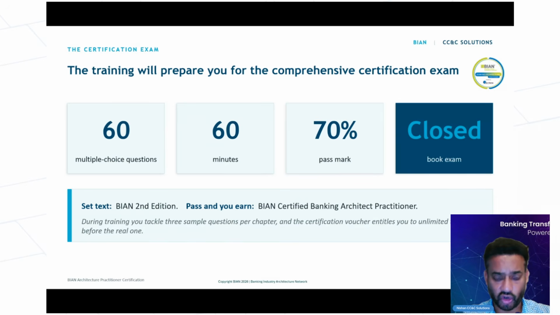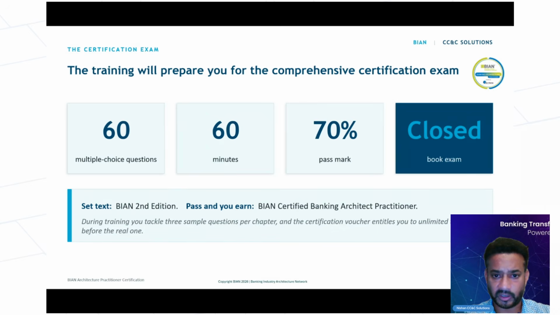Now, during the training, as we mentioned earlier, you will tackle sample questions as you go. So that tests that you're really understanding the concepts. And if you get them wrong, you'll understand why, and you'll use that as a mechanism to keep strengthening your understanding. And the other thing that's important to note is the certification voucher entitles you to unlimited trial exams before the real one.